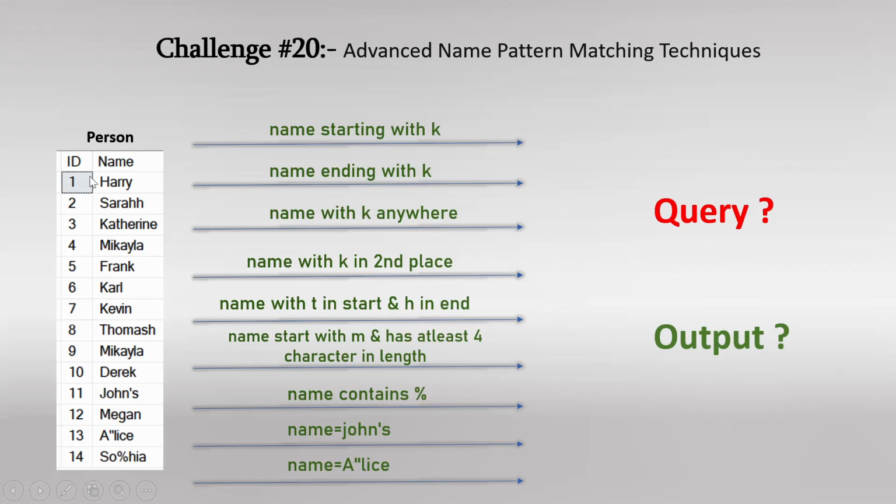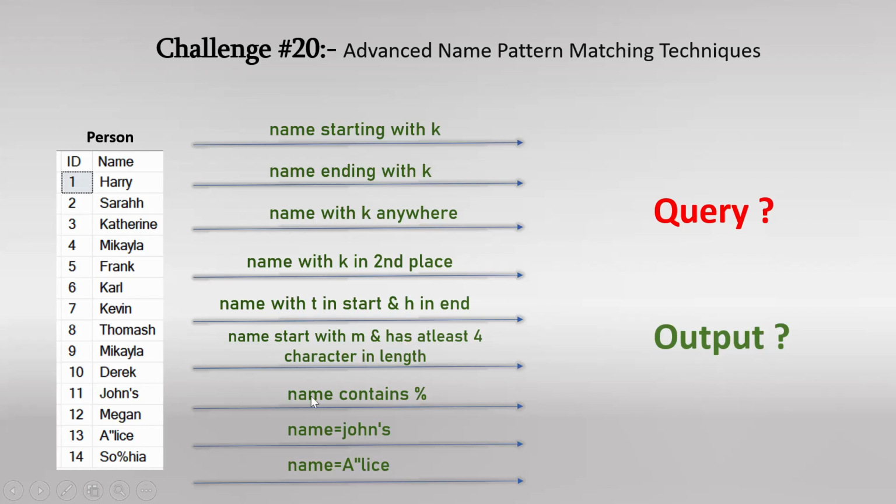So we have this data in which we have ID and name columns, and inside this table the names of multiple persons are given. And we have multiple questions here. We have to find the name starting with K, name ending with K, name with K at any place. Then name with K in second place. Then name with T at the start and H at the end. Similarly, name starting with M and should be at least four characters in length.